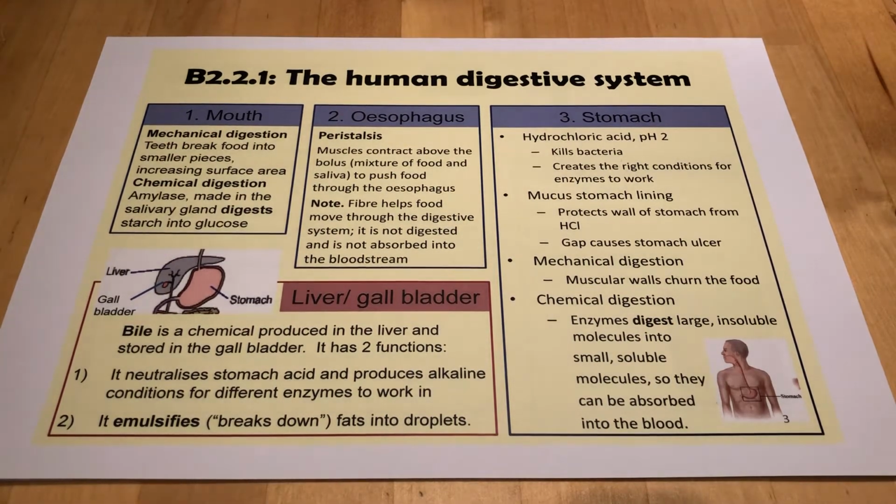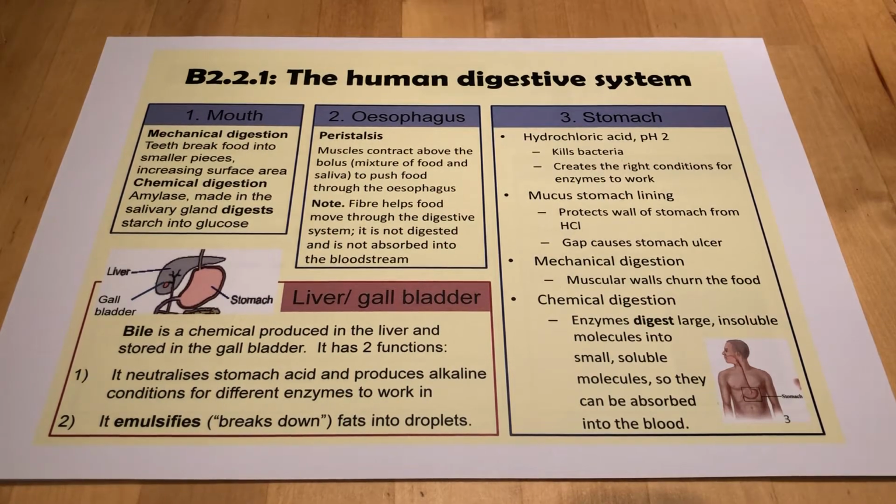We have two types of digestion in the mouth. One is mechanical digestion, and this is where the teeth break down the food into smaller pieces, increasing the surface area. There's also chemical digestion there in the form of amylase, which is a carbohydrate enzyme made in the salivary glands, and that digests starch into glucose. Starch is a large insoluble molecule, a type of carbohydrate, and it is broken down into glucose, a small soluble molecule, also a carbohydrate.